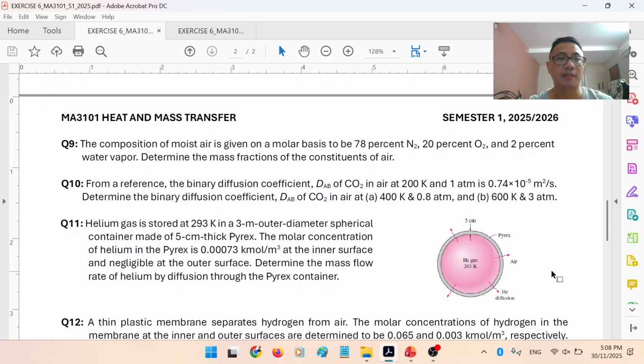Hello everyone. Okay, let's continue the exercise. Exercise 6. Okay, we now proceed to the second section, the questions which are related to mass transfer.